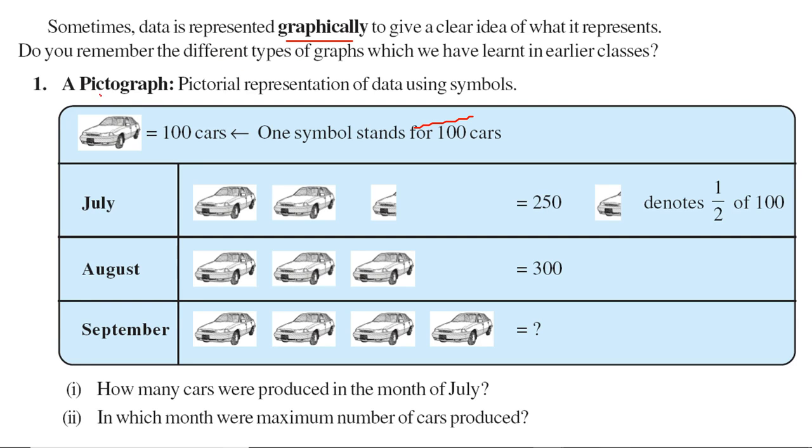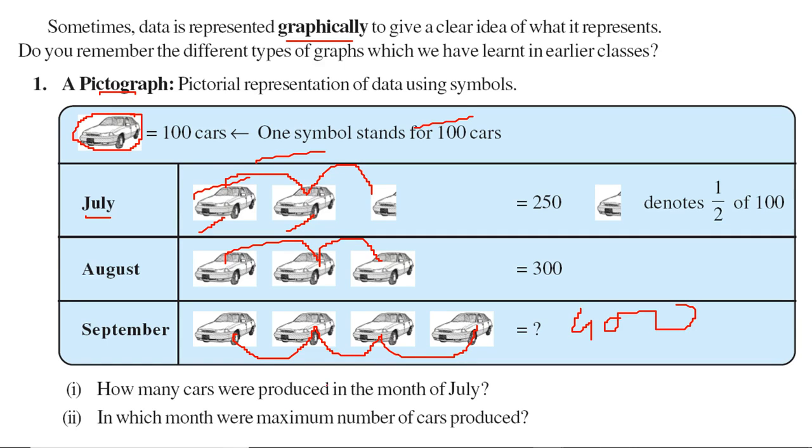This is a pictograph. A pictograph represents the data using symbols. For example, if one image represents 100 cars, then in July we have 1, 2 and a half, that is 100, 100, 50, so 250 cars. In August, 100, 100, 100, that is 300. Here, 100, 100, 100, 100, that is 400.